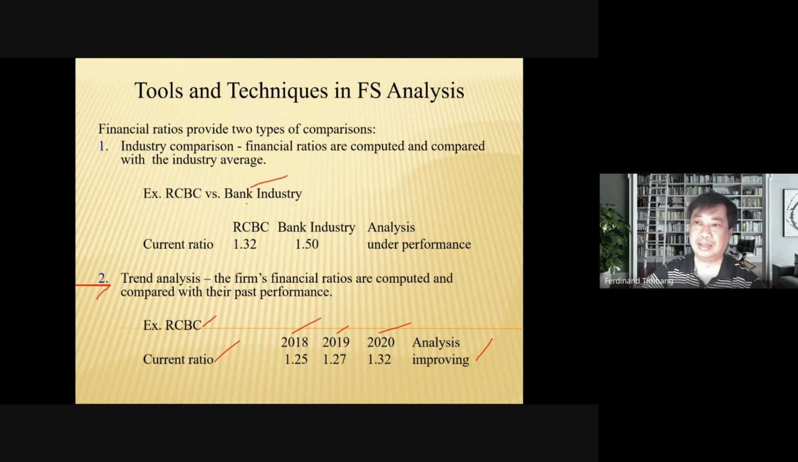So makikita natin na si RCBC pala may current ratio na 1.32, pero ang bank industry nasa 1.5. So ibig sabihin nun, underperformer pa rin si RCBC because it's below the bank industry. So that's how you also do the analysis, no? Mga analysis of financial statements.